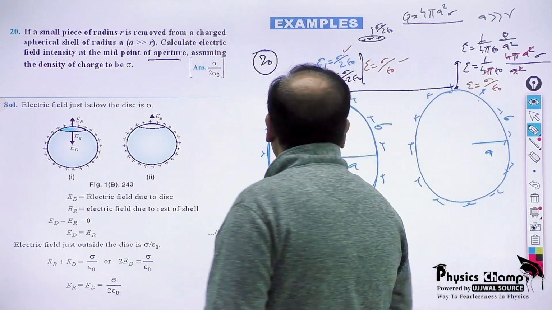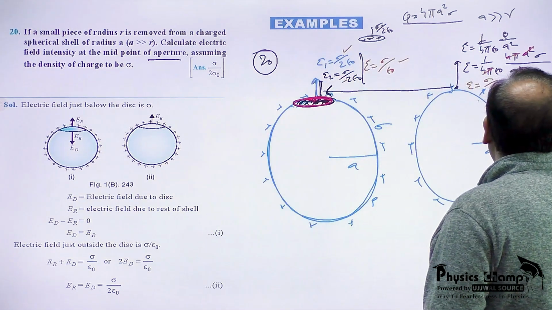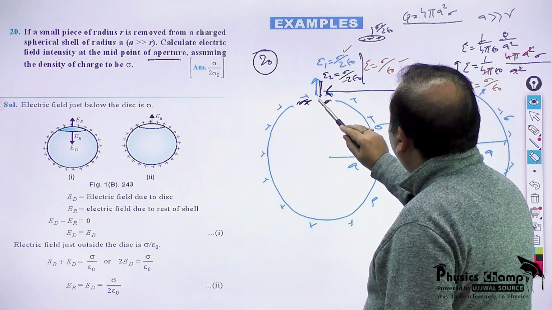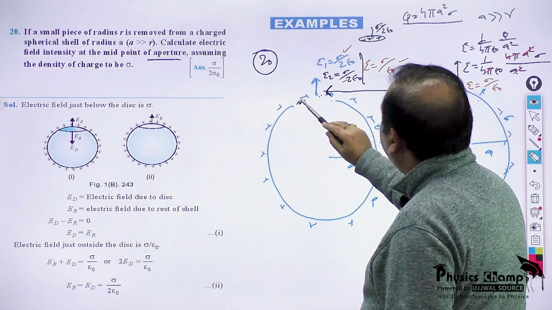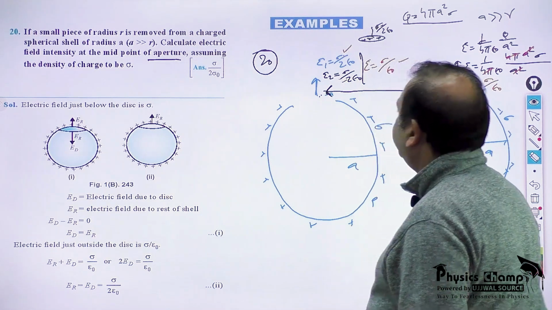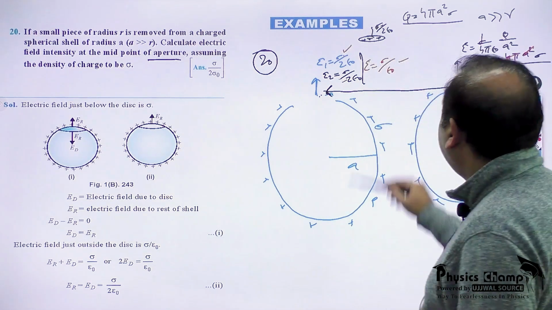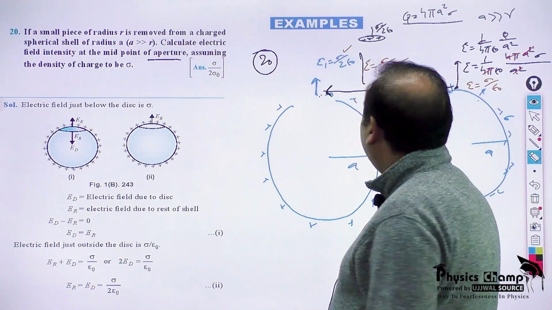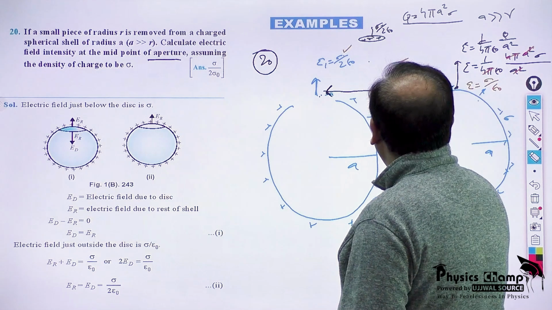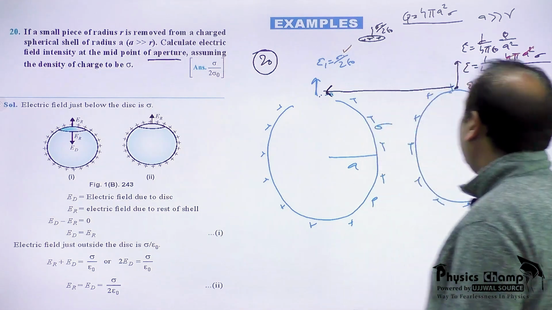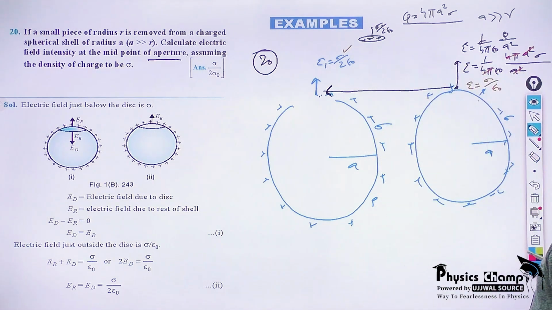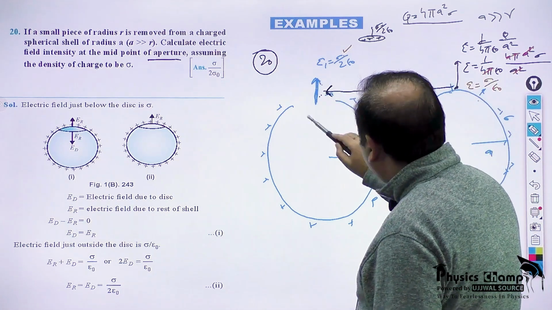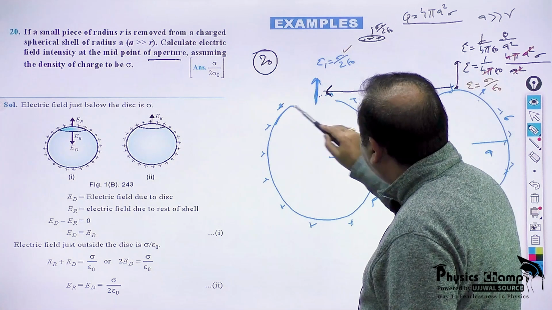Now if I am told in the question that this part is removed, it means the electric field of this will be removed. It means this total electric field will be no longer sigma by epsilon naught. So the only electric field which will be now here is what? Sigma by 2 epsilon naught, and it is due to this part which is left over.